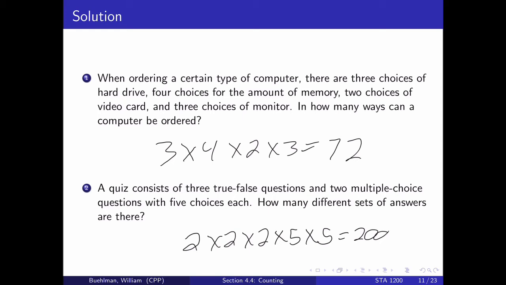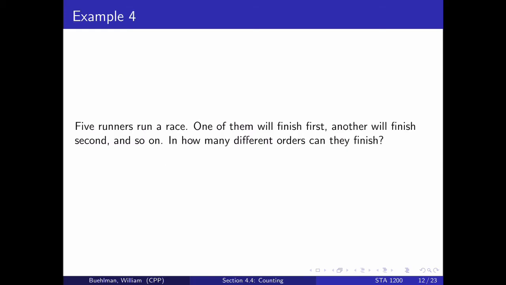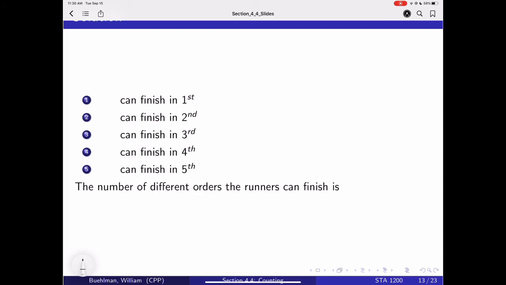Example 4. 5 runners run a race. One of them will finish in first, another will finish in second, and so on. How many different orders can they finish? Since nobody's finished the race yet, we have 5 that can finish in the first place. Once one of them finishes, there's only 4 left that are able to finish in second.